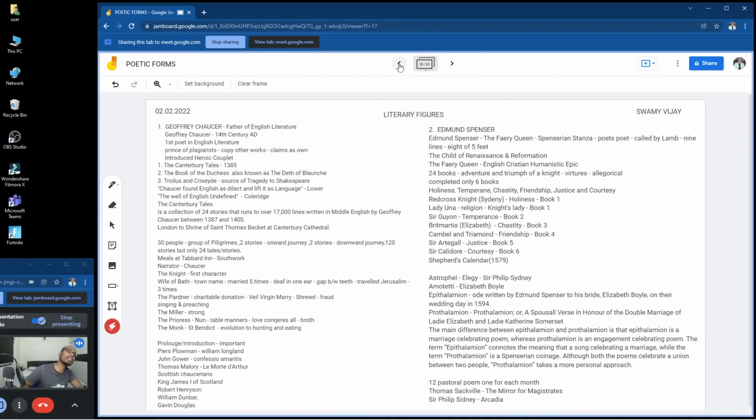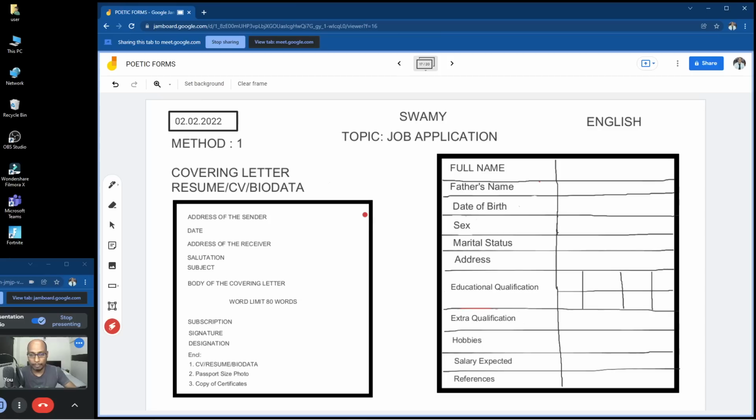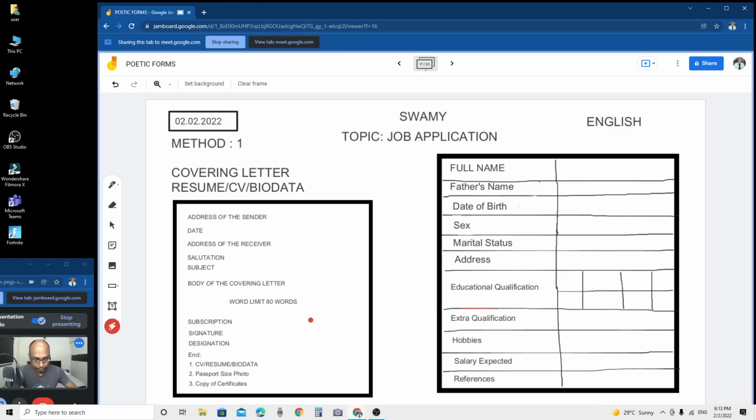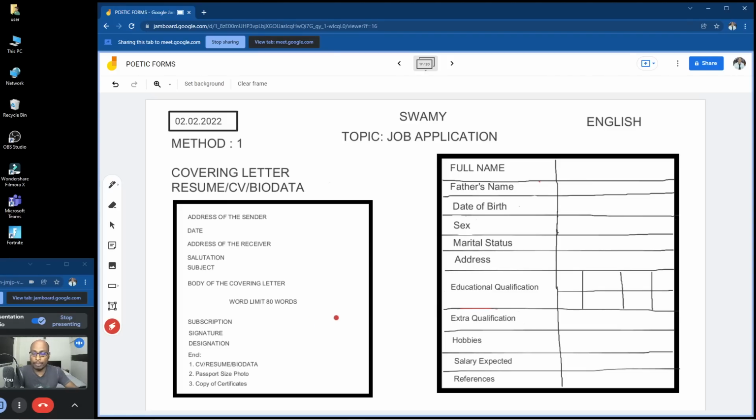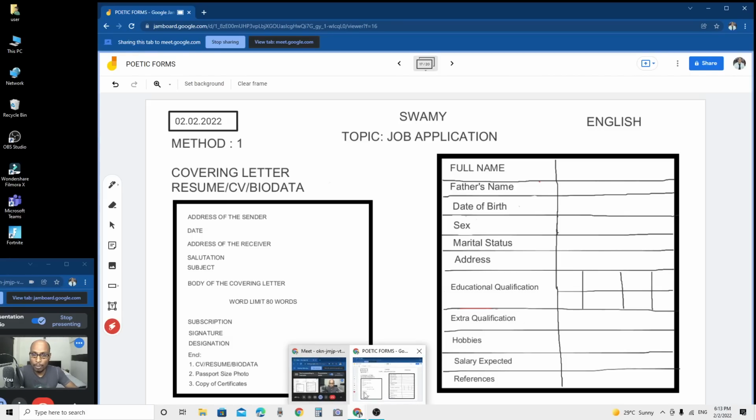I suppose I have saved it in one more slide. So the covering letter, you will write in this format: address of the sender, date, address of the receiver, salutation, subject. And in the body of the covering letter, you will write with reference to your advertisement published in so and so newspaper on so and so date, I would like to apply for the mentioned post.